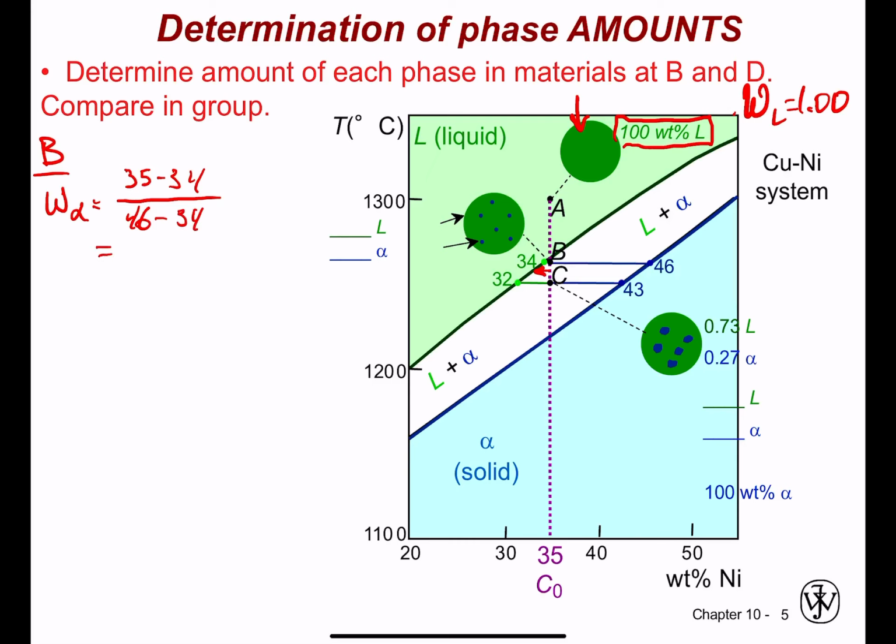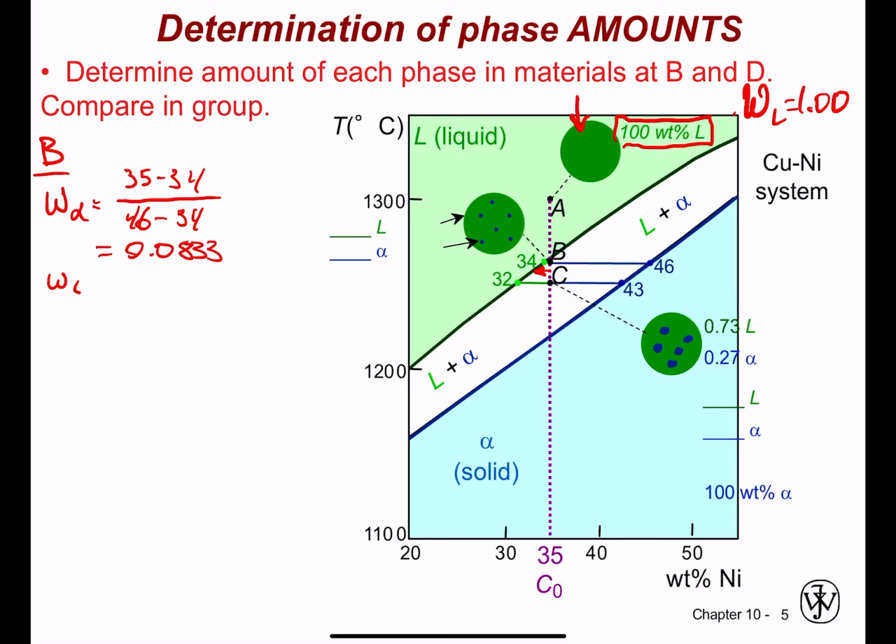And so the weight fraction of alpha here should be 1 divided by 12. And we should be 0.0833 weight fraction in alpha.